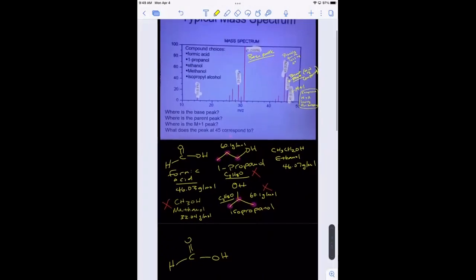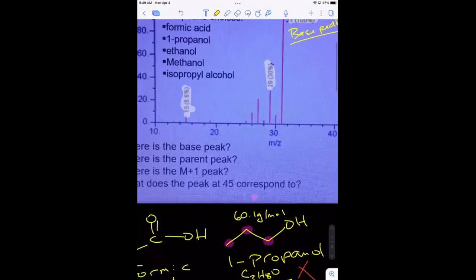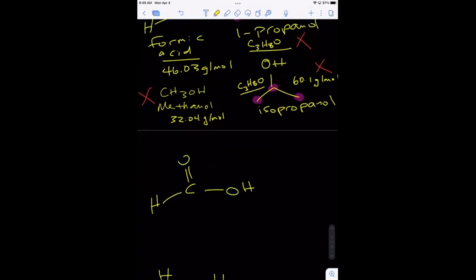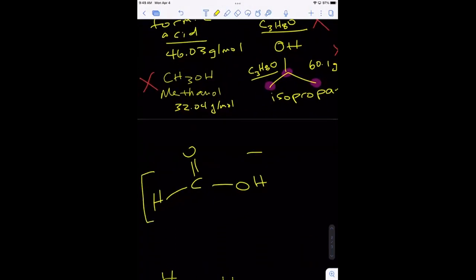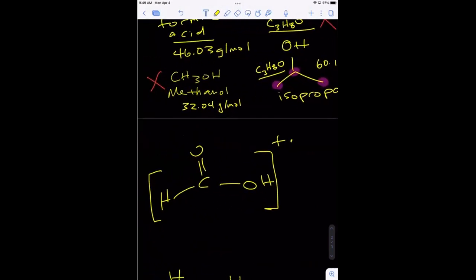We have fragments up here at 45, which is the loss of a proton. Either one of those can do that. We've got a fragment at 31, a fragment at 29, and a fragment at 15. So let's take formic acid and make it into a radical cation, and let's break it up into pieces. We're not doing this at the same time. This is one fragmentation, and then it could also fragment a different way.